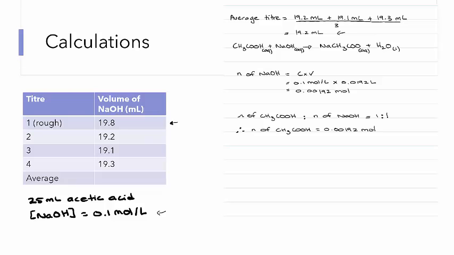The final step is to work out the concentration of the acetic acid, and to do that we use the equation concentration is the number of moles divided by the volume. So the volume of acetic acid, that was the volume in the conical flask, 25 milliliters, which is the same as 0.025 liters, and so that gives me a final answer of 0.0768 moles per liter.